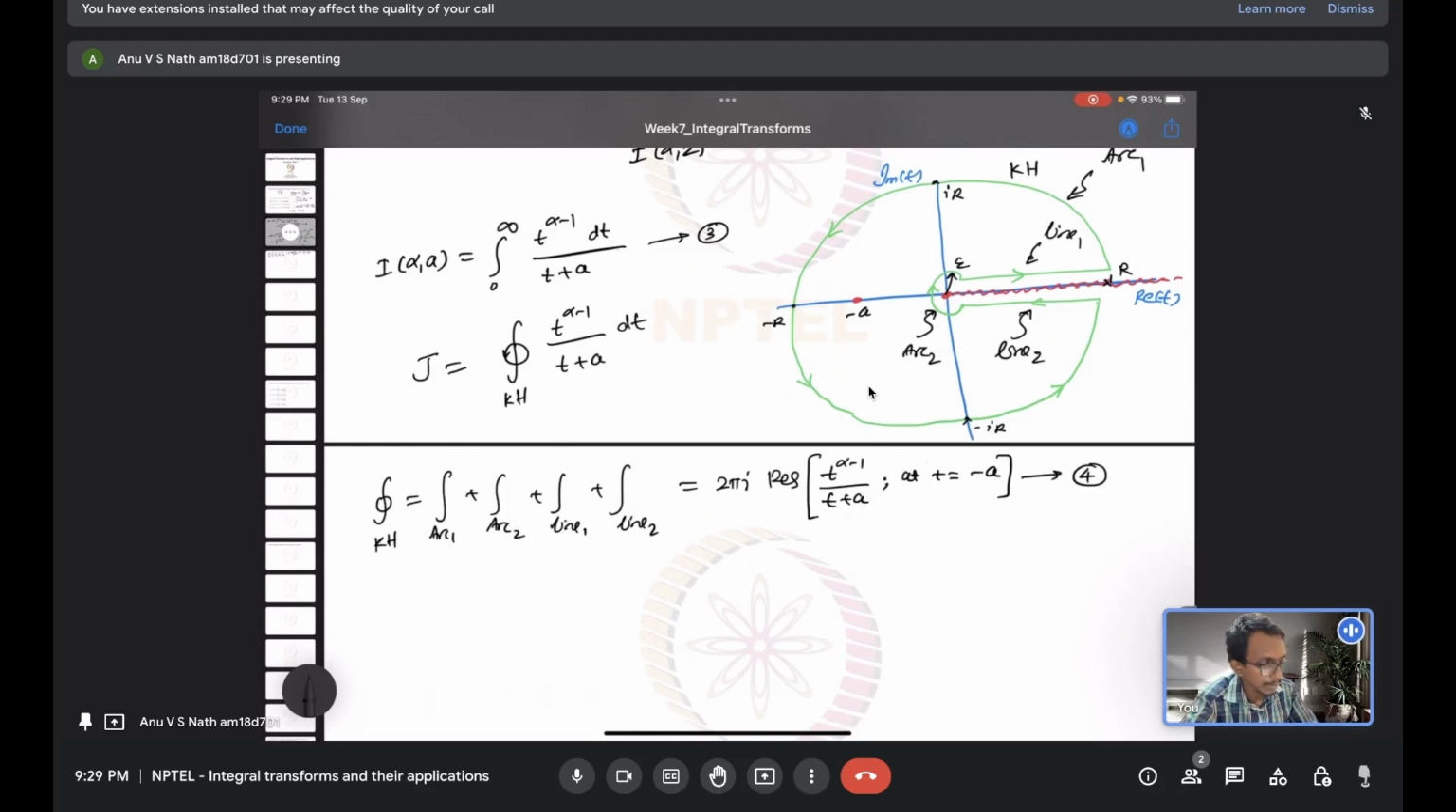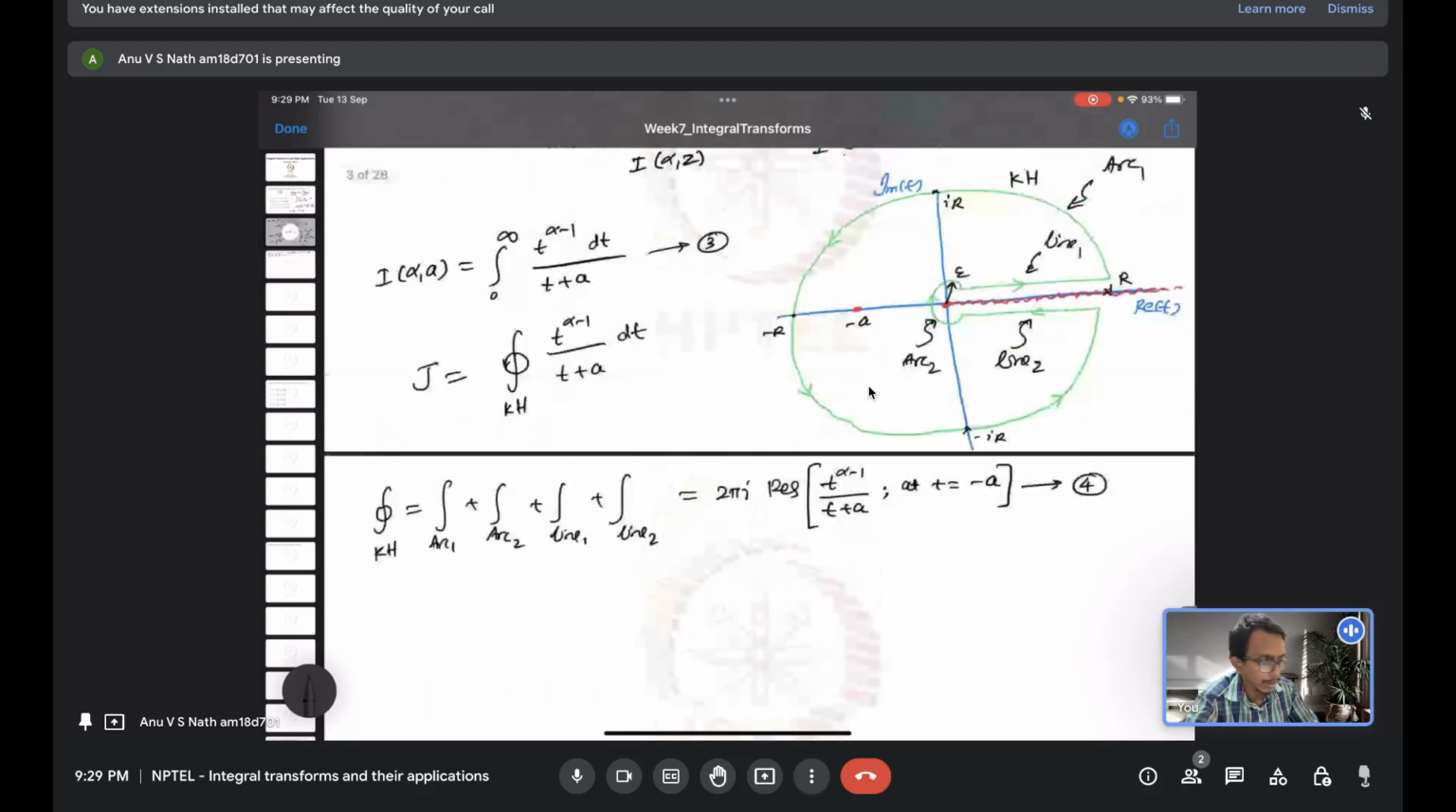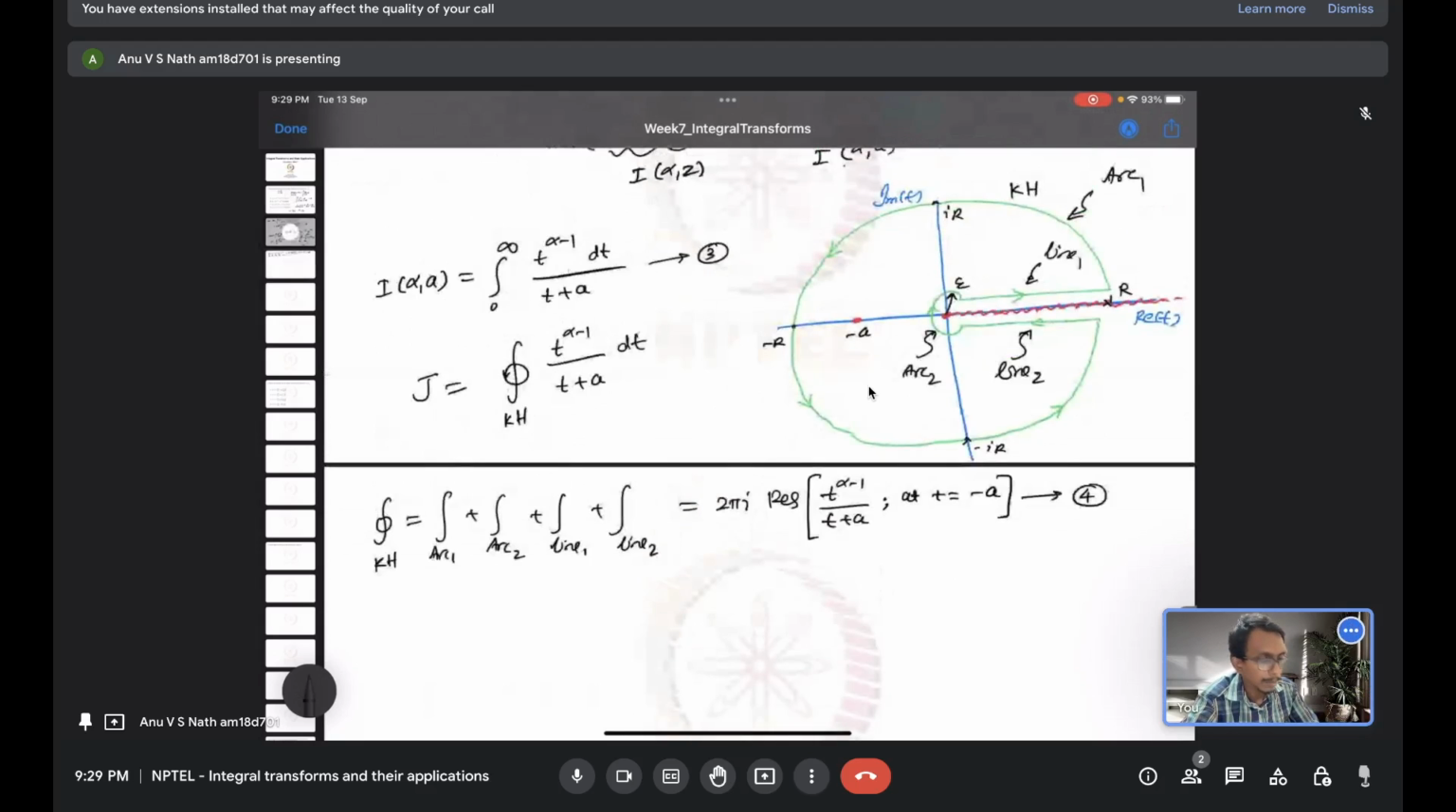First we have to evaluate the left hand side part, which is the integral over arc 1. Of course, arc 1 is almost a circle. It is not a complete circle, but in the limiting process it will be a circular arc, excluding the branch cut.